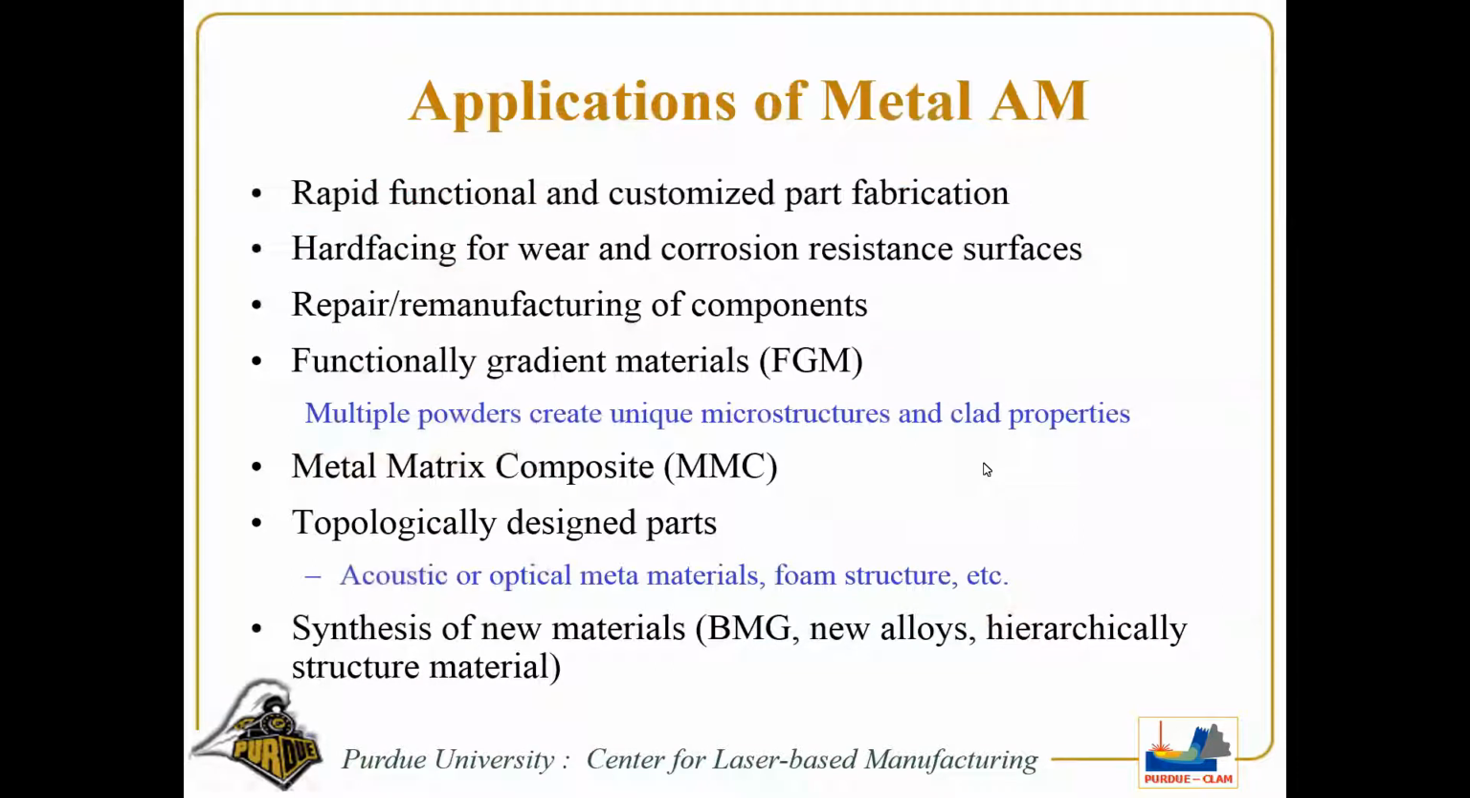So where do you use this metal additive manufacturing? There are many applications you can find. One is, as you know, you can build parts very quickly from a CAD drawing, so you can build very customized parts. An example of such would be making implants for humans. Ideally, you want to make an implant matching the shape of a particular patient's bone shape.